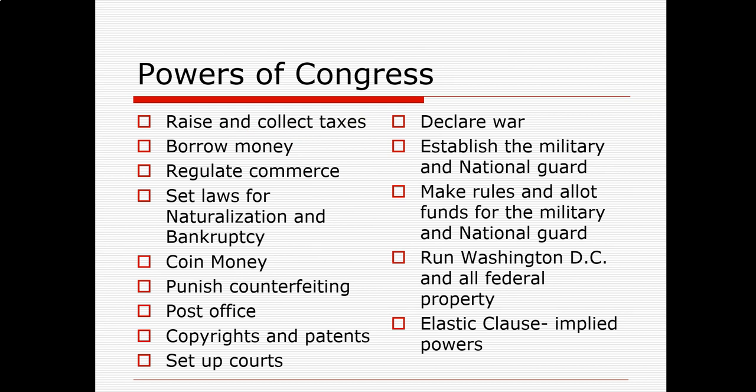Now, powers of the Congress. The Congress can raise and collect taxes, borrow money, regulate commerce, set laws for naturalization and bankruptcy, coin money, punish counterfeiting, run the post office, grant copyrights and patents, set up courts, declare war, establish the military and National Guard, make rules and allot funds for the military and National Guard, run Washington, D.C. and all federal property, and obviously use the elastic clause or implied powers.